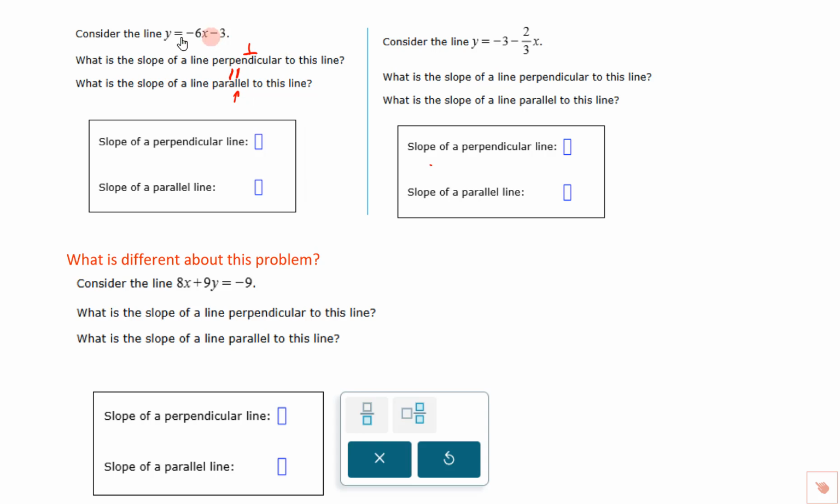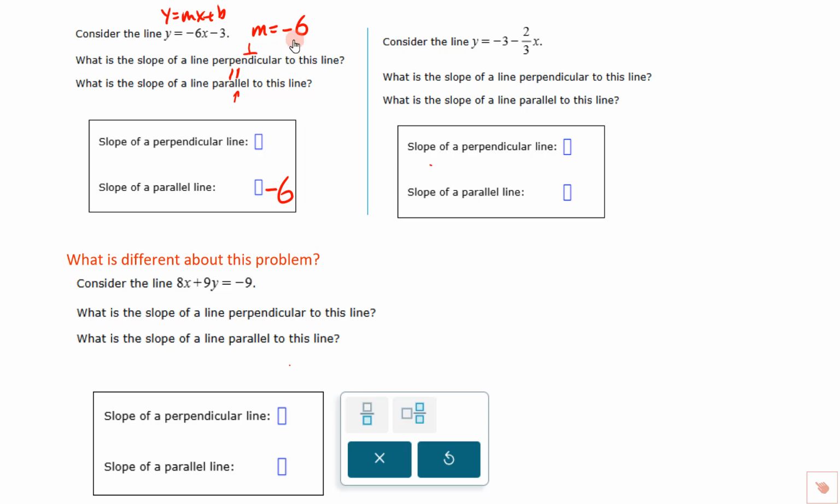So the first thing we notice from this is it's in slope-intercept form. So that's in y equals mx plus b form. The only thing we need to determine whether lines are parallel or perpendicular is just the slope. So the slope on this one is -6. Well, the easiest one to do is actually the parallel one. The parallel one would have an exact same slope, so it's going to be -6. If it's going to be perpendicular, it's going to be the opposite reciprocal.